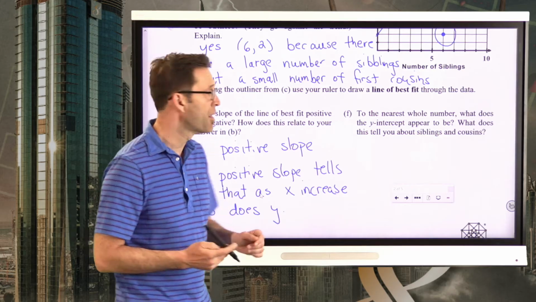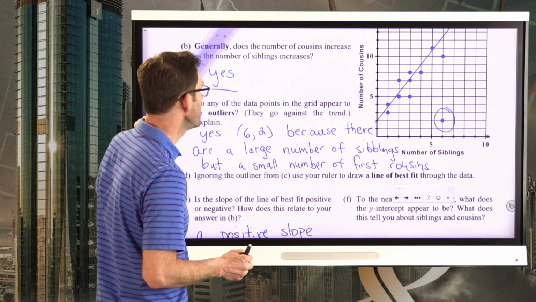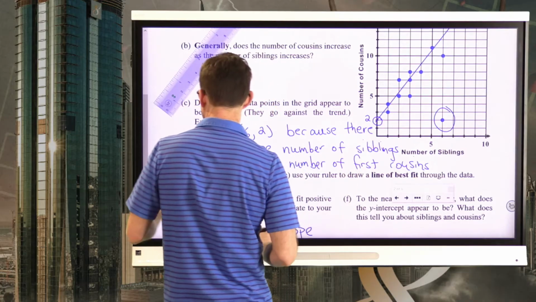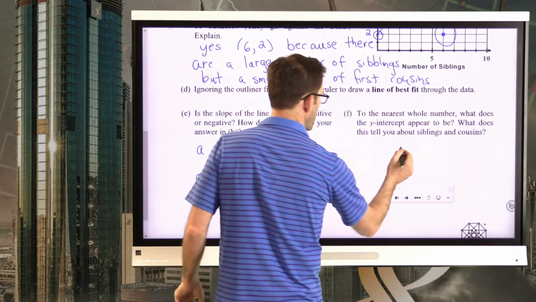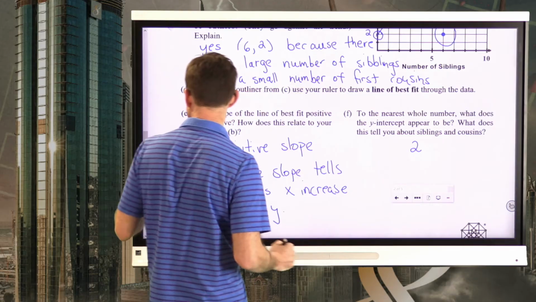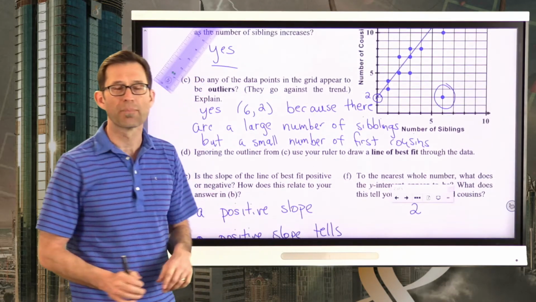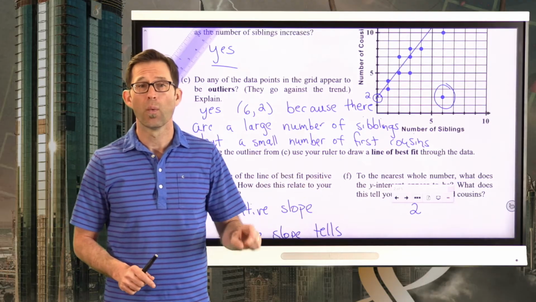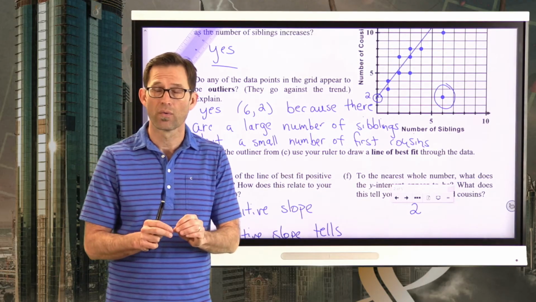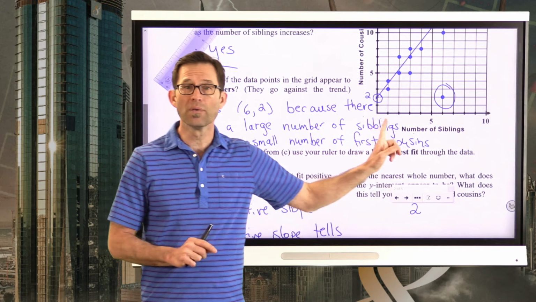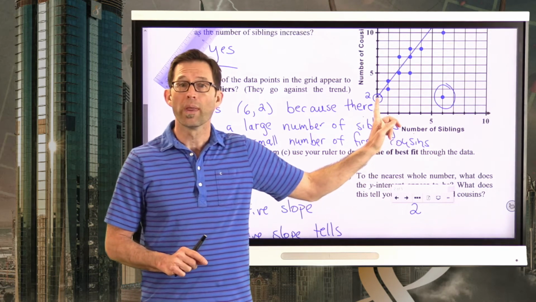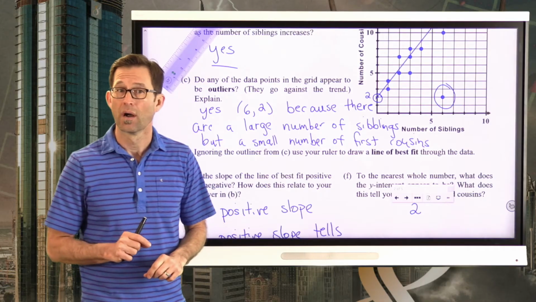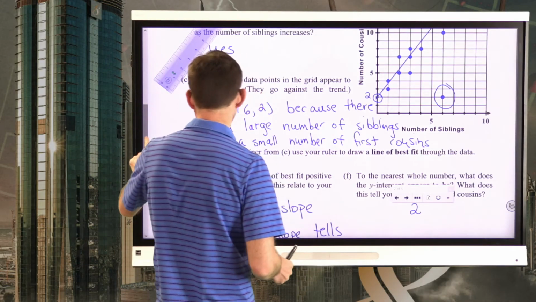All right, well, let's take a look at that best fit line again, at least my best fit line. Its y-intercept is right here, and that's equal to 2. Now, what does that tell me? Well, what the y-intercept always tells you is how much of the output you have when the input is equal to 0. Specifically, when the number of siblings is equal to 0, we would expect somebody to have 2 first cousins. All right, and that's what it tells us. That's it.